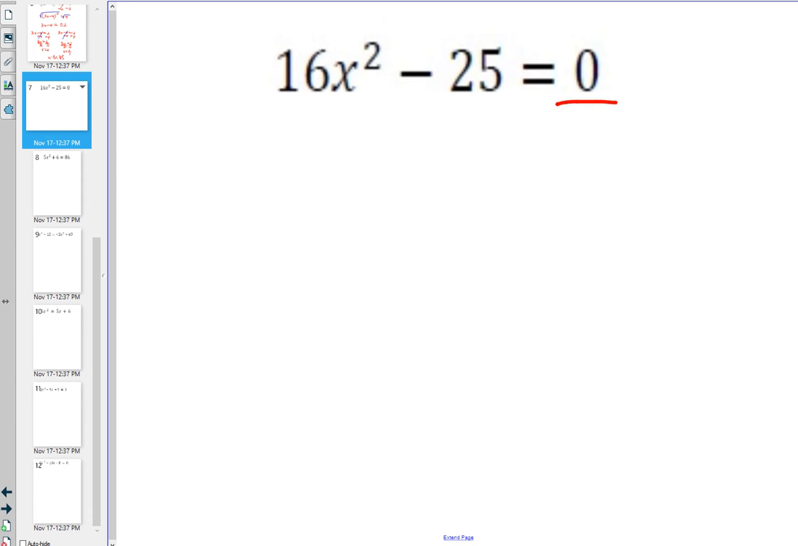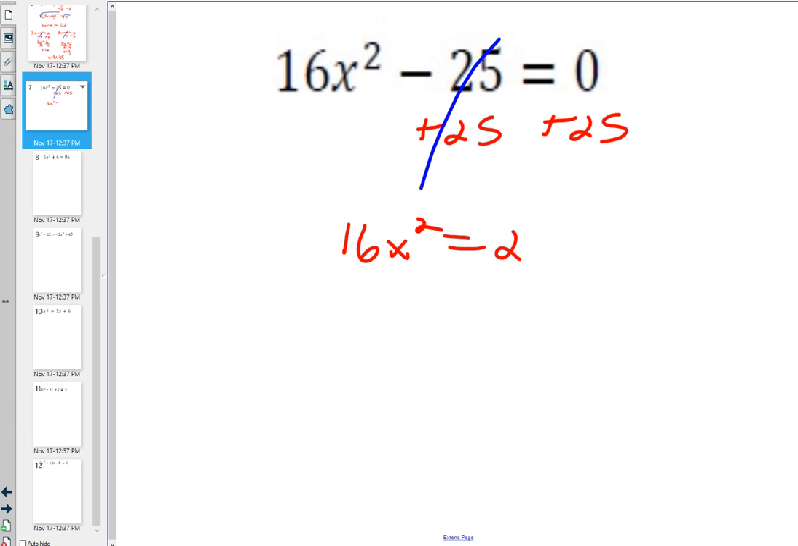Oh look, it's already equal to 0. So A would be 16, B would be 0, and C would be negative 25, and you would plug that into the quadratic formula. And that's an awful lot of work when it's not really necessary. Because there's only one single x, I would just use square root property. Add 25 to both sides.